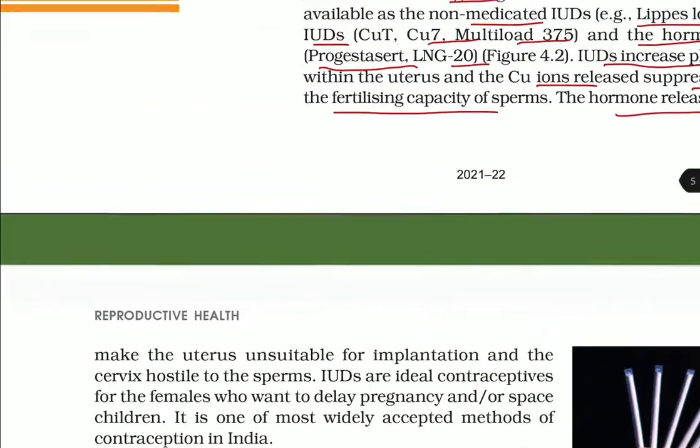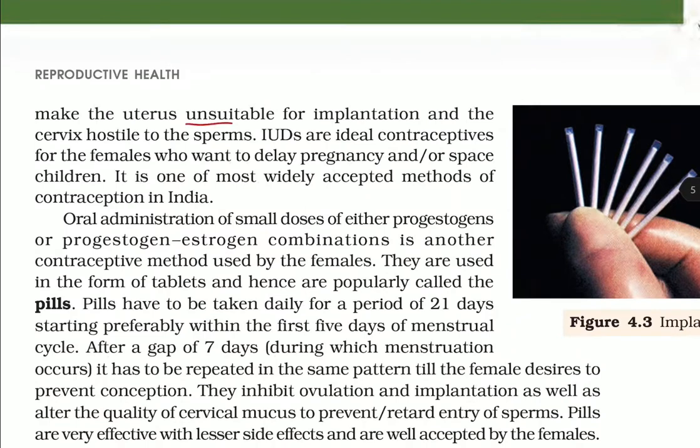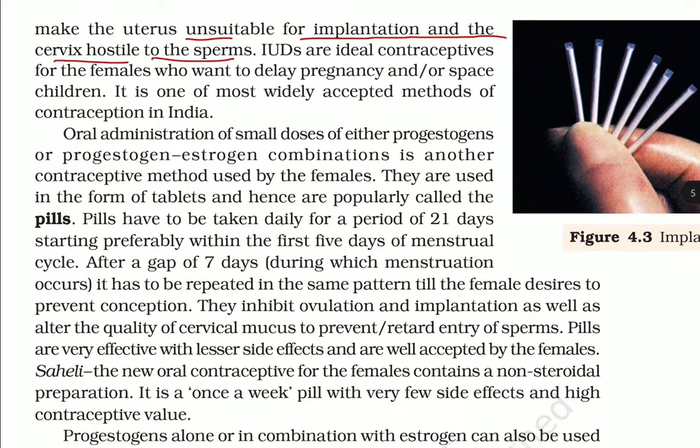The hormone releasing IUDs, in addition, make the uterus unsuitable for implantation and the cervix hostile to the sperms. IUDs are the ideal contraceptive for females who want to delay pregnancy or space children. It is one of the most widely accepted methods of contraception in India.